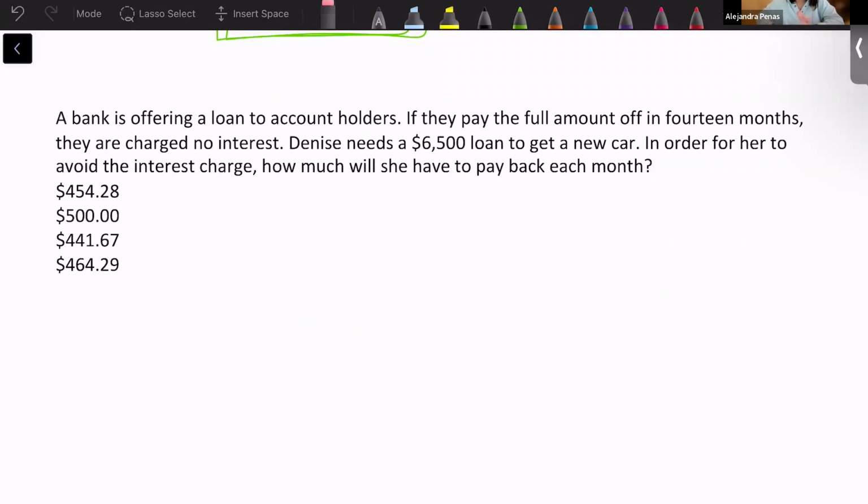Okay. She's going to borrow $6,500. She doesn't want to have to pay interest, which means she's going to have to pay absolutely everything in 14 months. So that means that we're just going to need to divide the 6,500 by 14 so we can find out how much she's going to pay each month so that she doesn't have to get any interest. So let's see what we get.